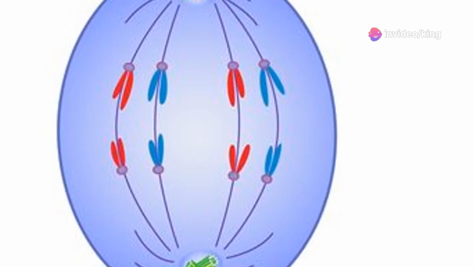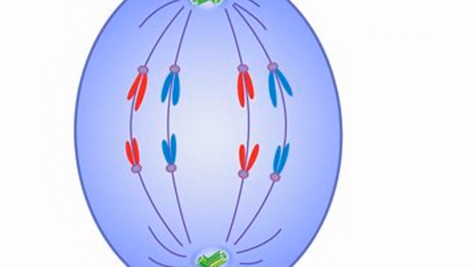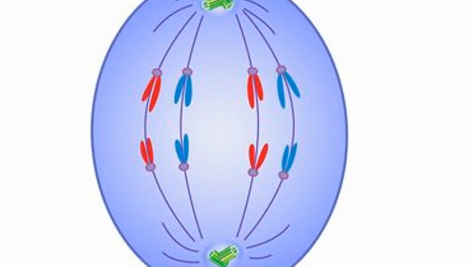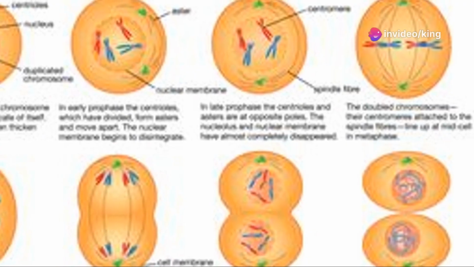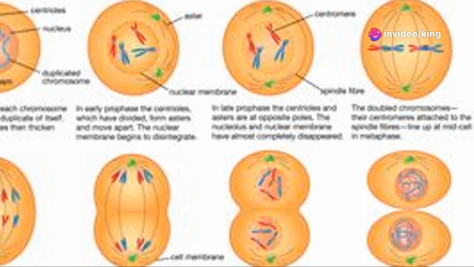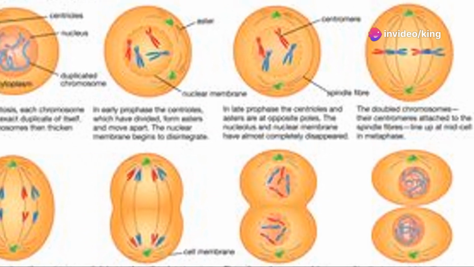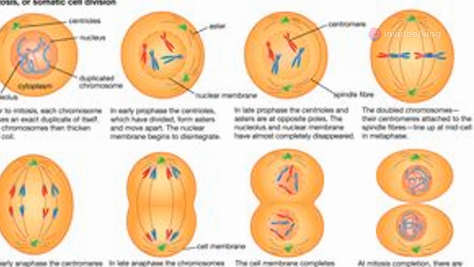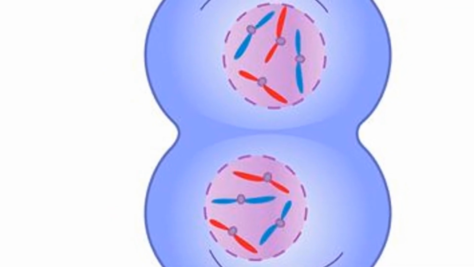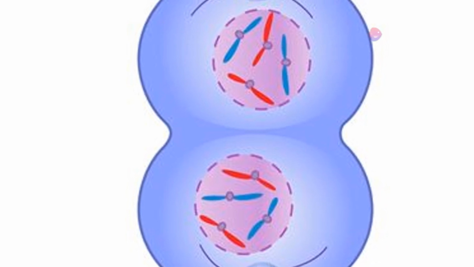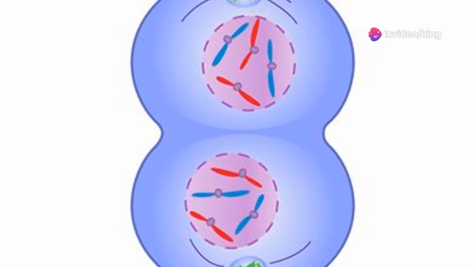Next, in the anaphase, the sister chromatids take their leave of each other and are pulled to opposite ends of the cell by the spindle fibers. In the telophase, the chromatids reach the opposite poles, new nuclear envelopes form around them, and the chromosomes start to decondense. Finally comes cytokinesis, where the cell membrane pinches inward, slicing the cytoplasm and organelles into two daughter cells.